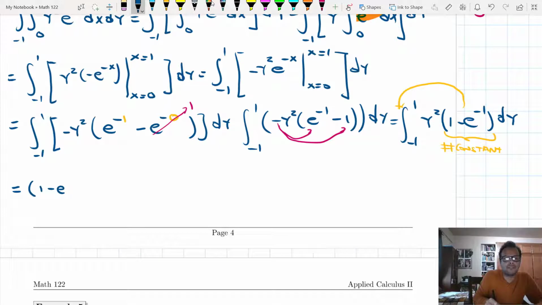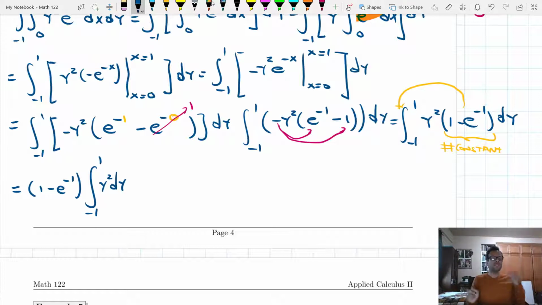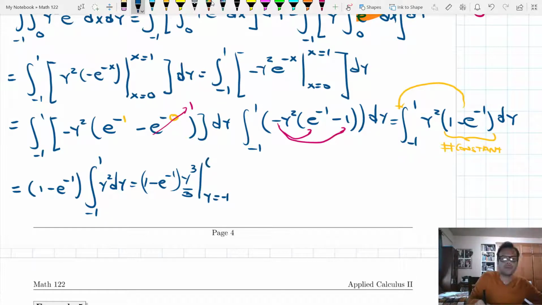So 1 minus e to the negative 1 times the integral from negative 1 to 1 of y squared dy. And everything reduces to integrating y squared, to the second power, to obtain the following: 1 minus e to the negative 1 times y cubed over 3. Oh, by the way, this has limits going from y equals negative 1 to y equals positive 1.